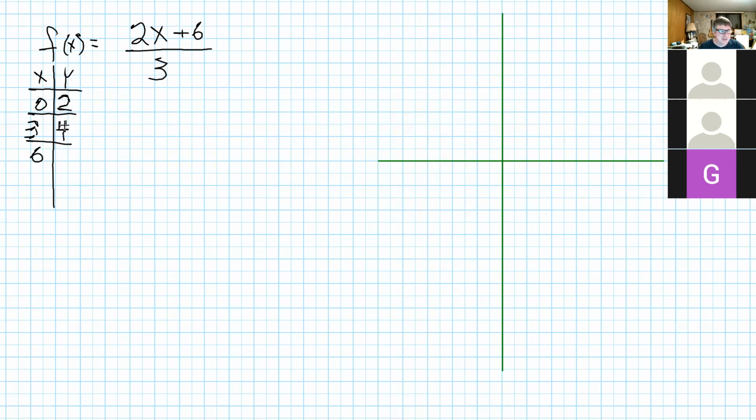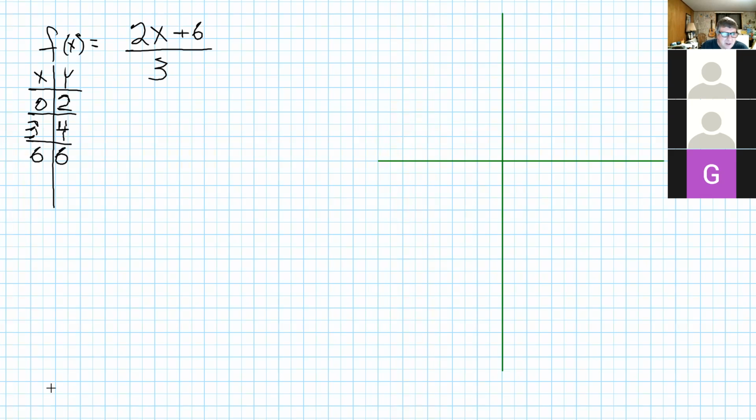Okay, I know this is pathetic. If x is 6, what's 2 times 6? 12. Plus 6, 18. Divided by 3? 6. Go really slowly, maybe it works.